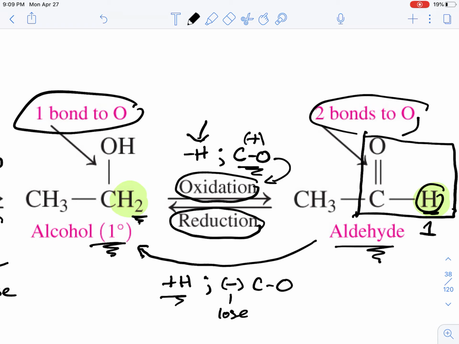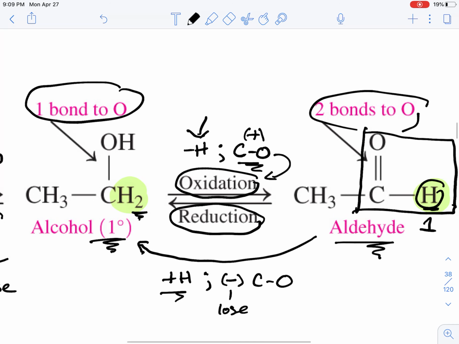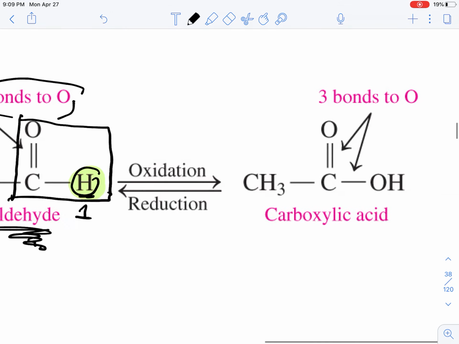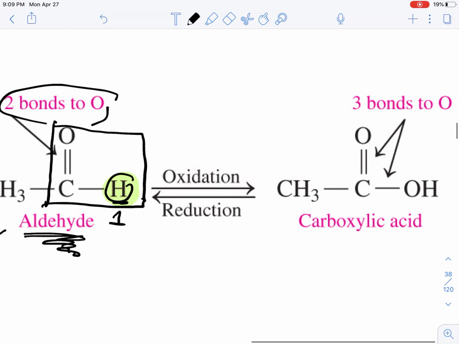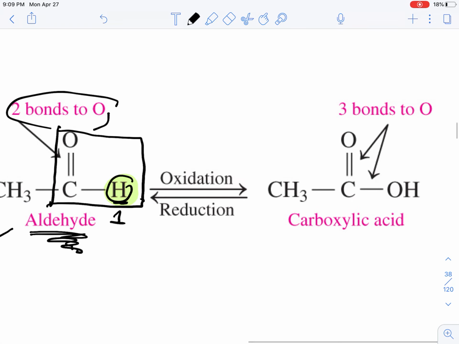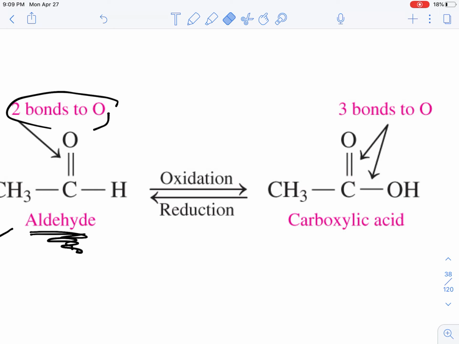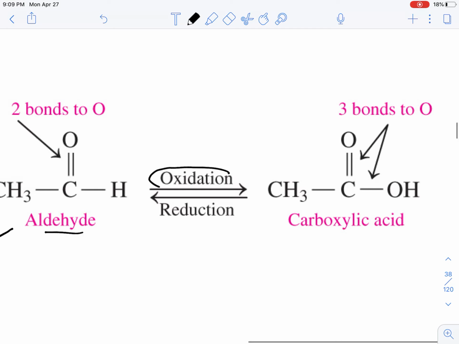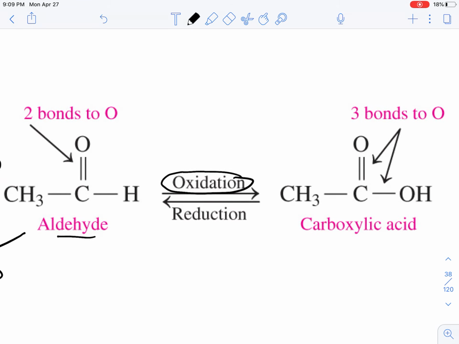All right. And so the moral to the story is that if you have an aldehyde, and you undergo a reduction, then it's going to produce a primary alcohol. All right. And so we're going to go ahead and do one more round. If you are starting off with an aldehyde, and this aldehyde undergoes oxidation, it will form a carboxylic acid.